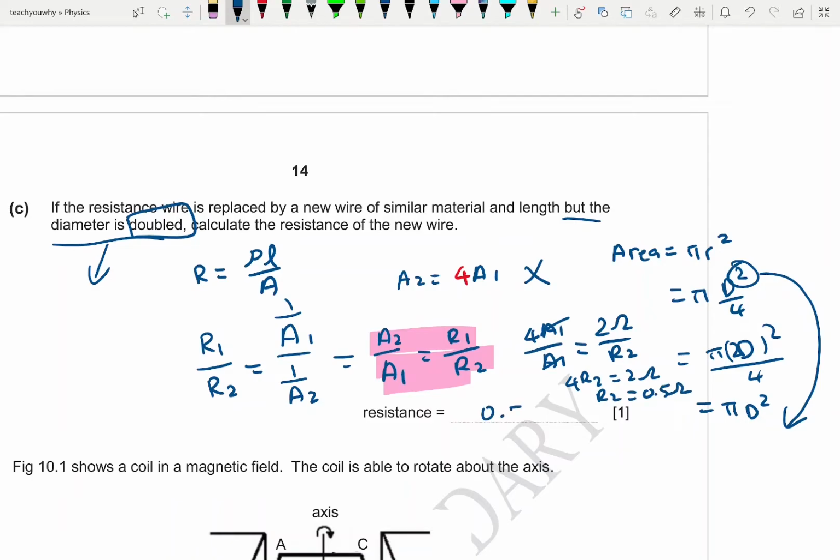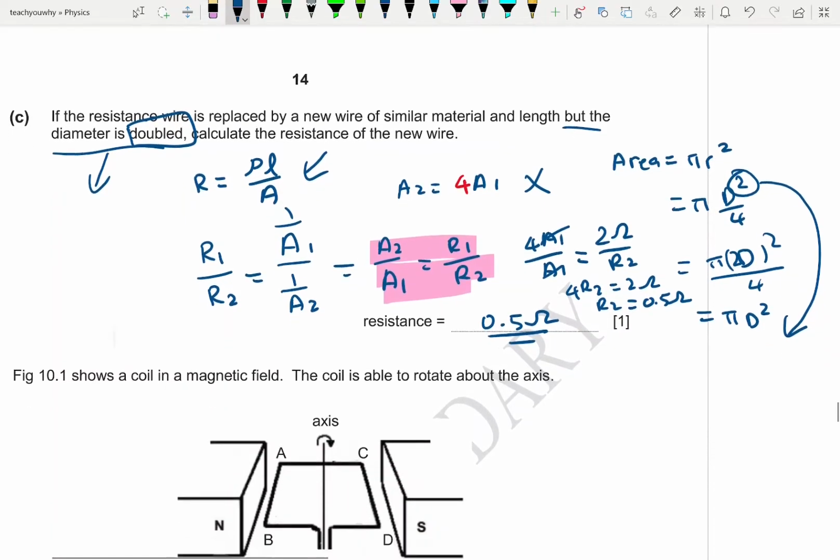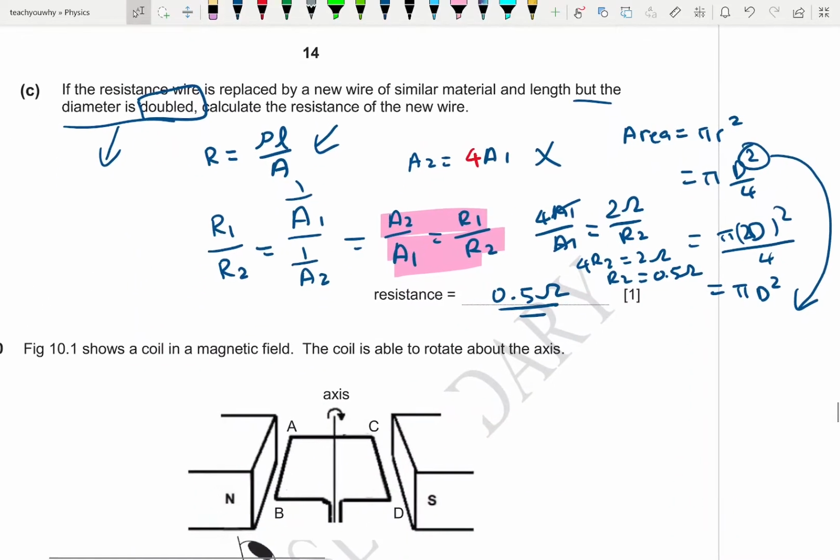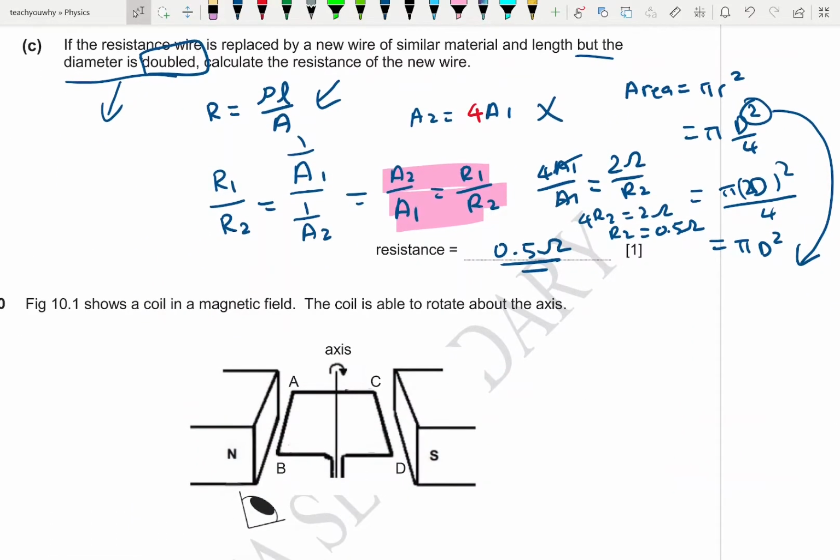Okay, 0.5 ohms. Now, it makes sense because if you take a look at this, we say that resistance is proportional to the length, but inversely proportional to the area, which means now when my diameter doubles and my area increases by 4 times, my resistance will actually decrease by 4 times, which is 2 divided by 4, and hence we get 0.5 ohm. Okay, right, I wouldn't say it's just a little bit tricky, but otherwise it's quite straightforward.